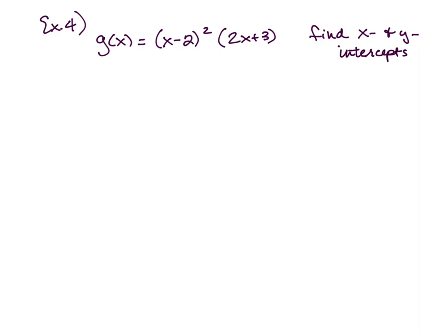Okay, so to find the y-intercept, let's start there. To find our y-intercept, what are we going to do? G of 0, which means in my parentheses, I'm putting 0 for x. Why did you separate the squared outside of it? That is how it was written.